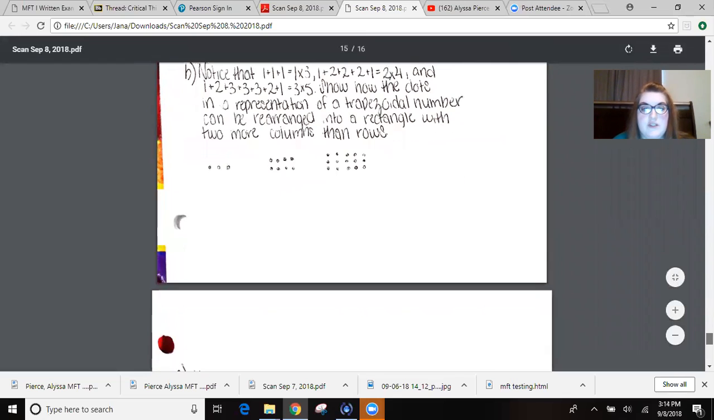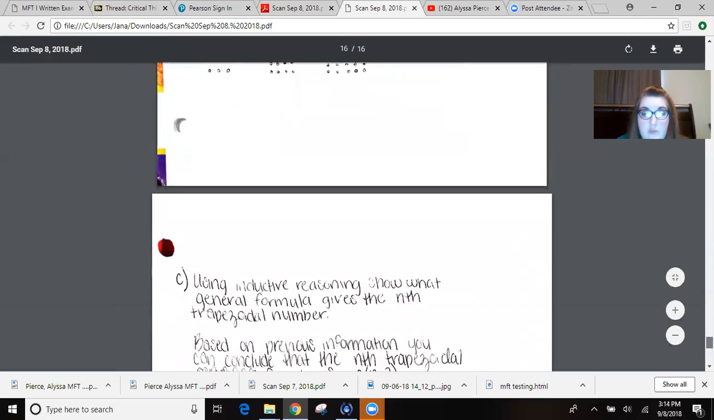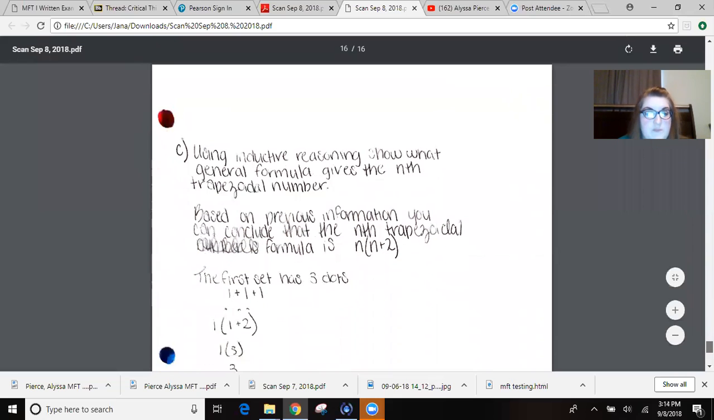So now I want you to take the trapezoidal number and rearrange it into a rectangle that has 2 more columns than rows. So this one's already like that. It already has 2 more columns than rows. Rows are horizontal, columns are vertical. So here we had 8 dots above, so now we have 8 dots below. We've just arranged them to where it's a rectangle and to where we have 2 more columns than rows. Same here, 15 dots just rearranged into a rectangle in which we have 2 more columns than rows.